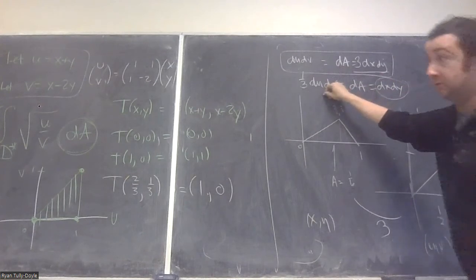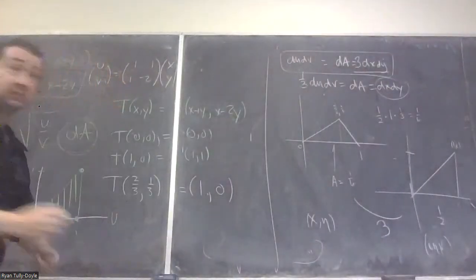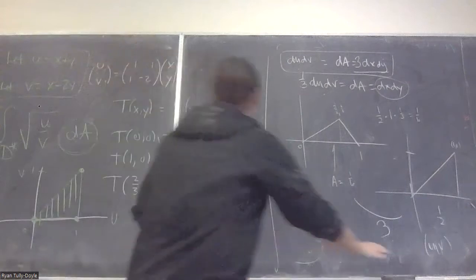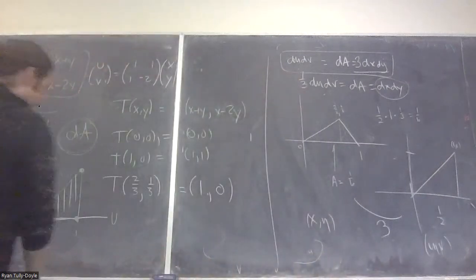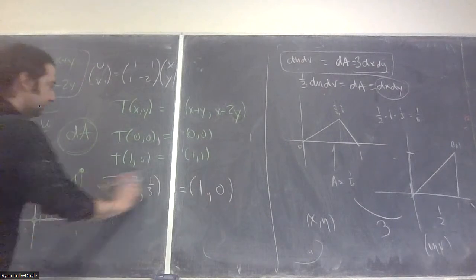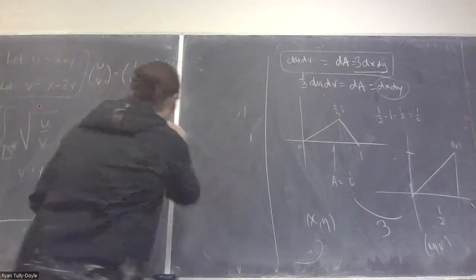Does that make sense? So dA has to be calculated like this, right? Our area unit has to be calculated this way. Okay, so that gives us this. The only thing we haven't dealt with yet is how to do this with limits of integration. So now we're here.